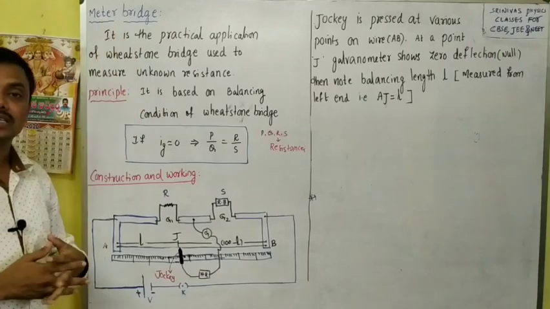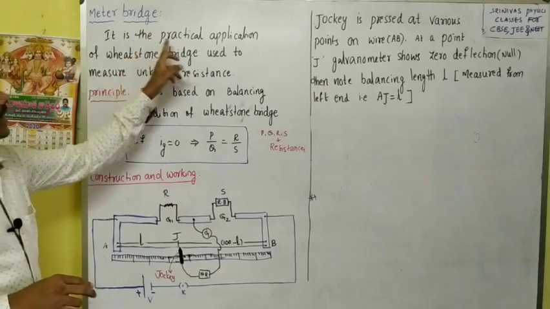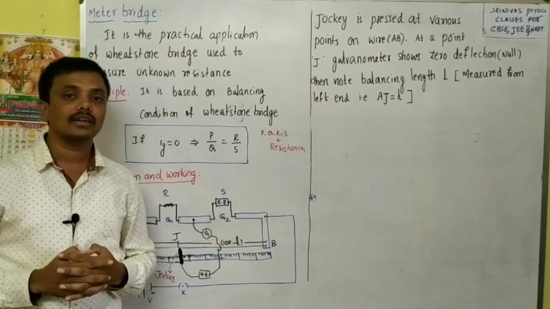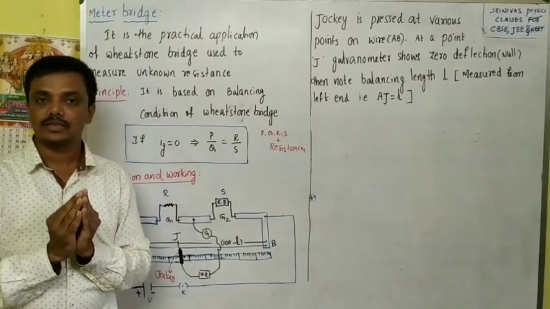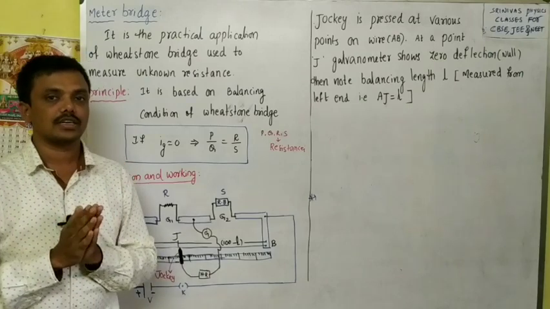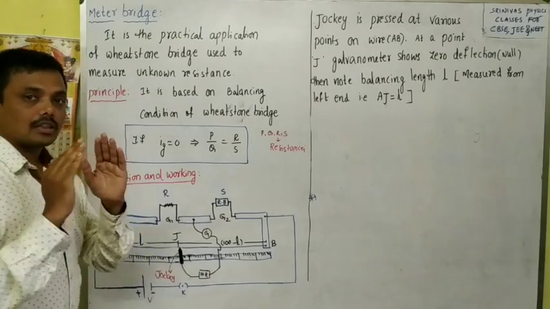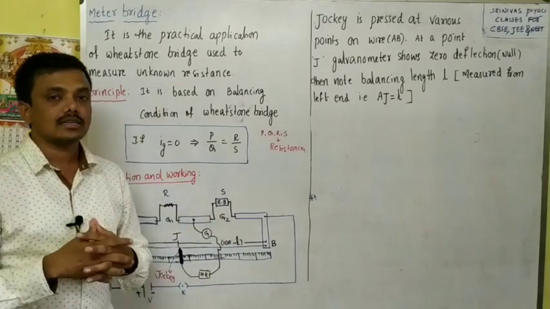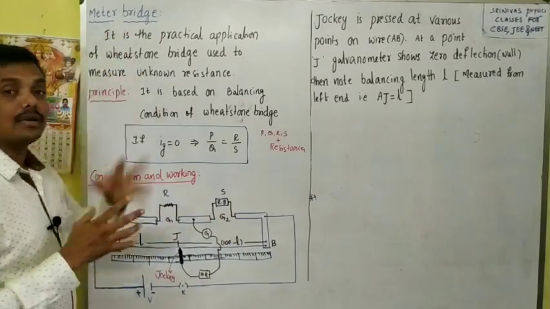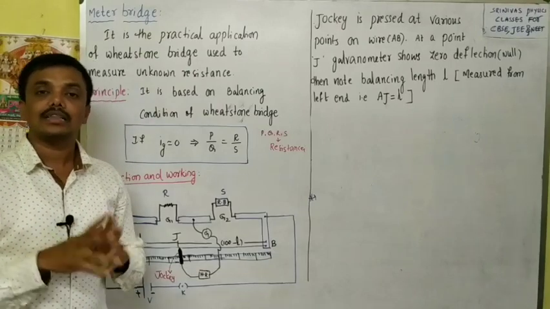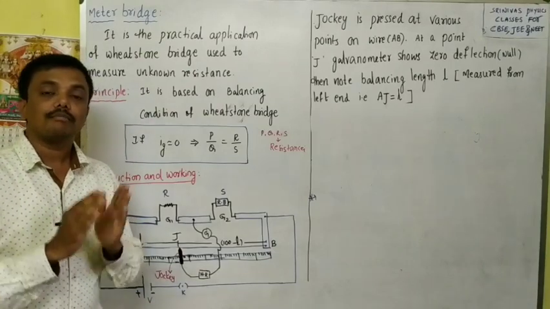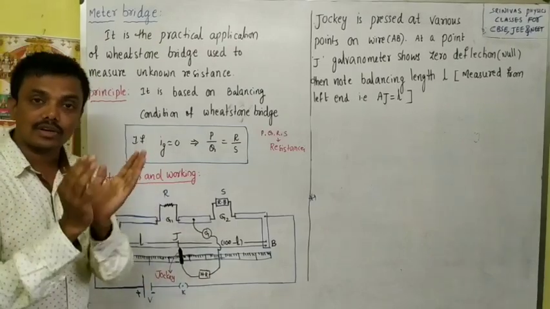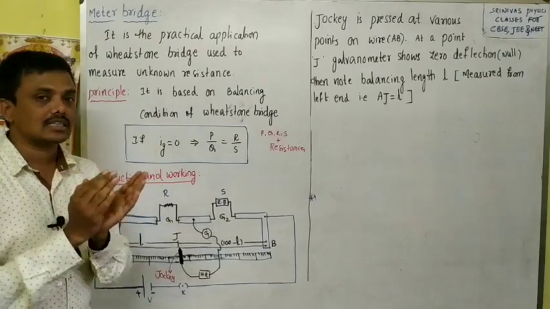This meter bridge is the practical form of Wheatstone bridge. We already studied the theoretical part of Wheatstone bridge and its balancing condition. Now, the Wheatstone bridge is the concept, and its practical application is the meter bridge. Meter bridge is an instrument that is designed based on the Wheatstone bridge concept.